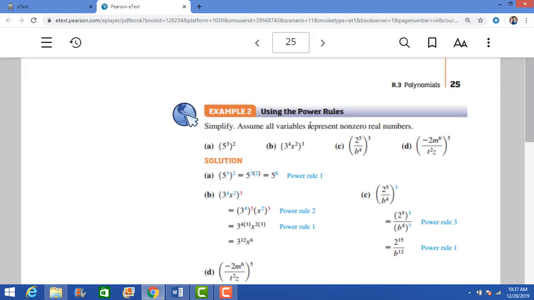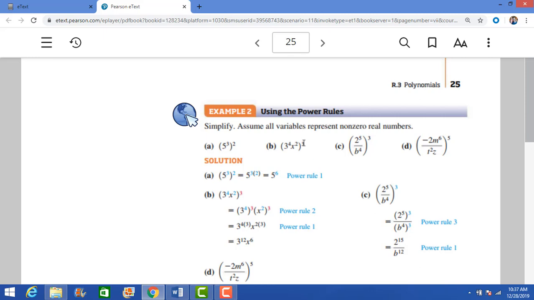Okay, so now, what about this one? Well, here we're going to use the distributive property. So we're going to take the powers and multiply them. And so we get 5 to the 6th power.